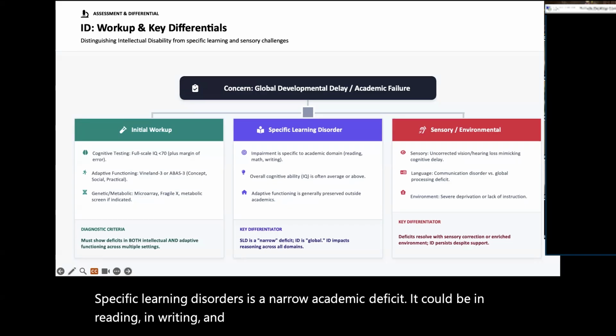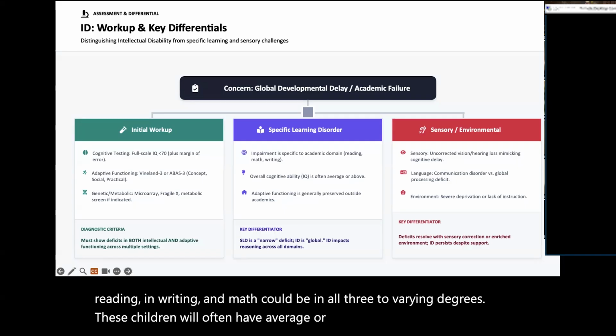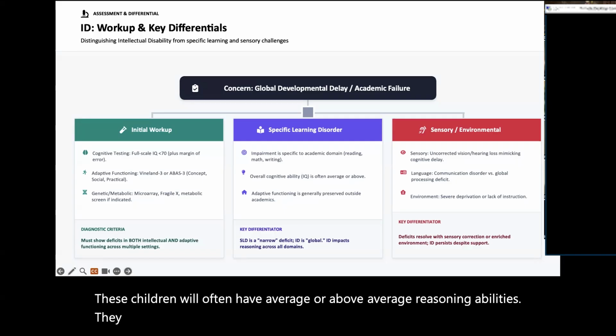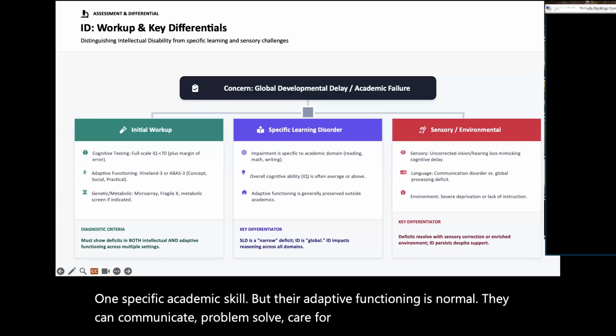It could be in all three to varying degrees. These children will often have average or above average reasoning abilities. They may even have quite high IQs, but they can't master one specific academic skill. But their adaptive functioning is normal. They can communicate, problem solve, care for themselves, and the barrier is just the academic skill itself.